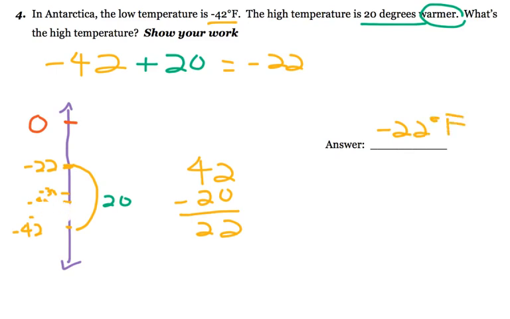And as one extra way to look at it in case that was confusing, if you need to go up a total of 20, I know that if we were to go up 10 first, we'd go from negative 42 to negative 32, and then if we go up another 10 for a total of 20, we'd end up from negative 32 up to negative 22.